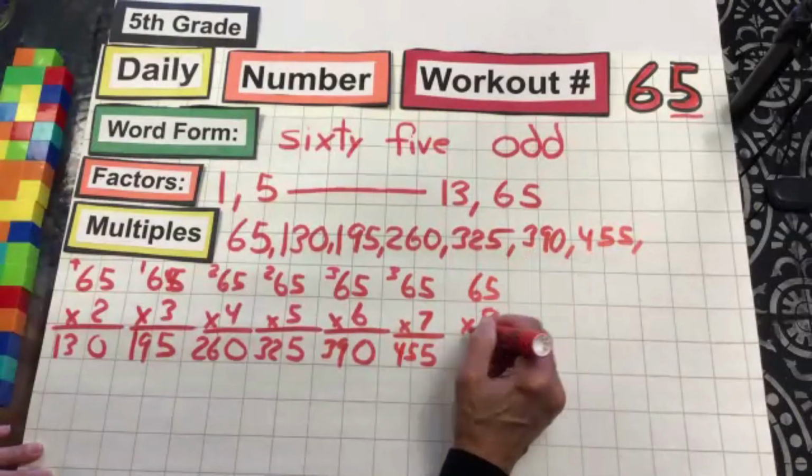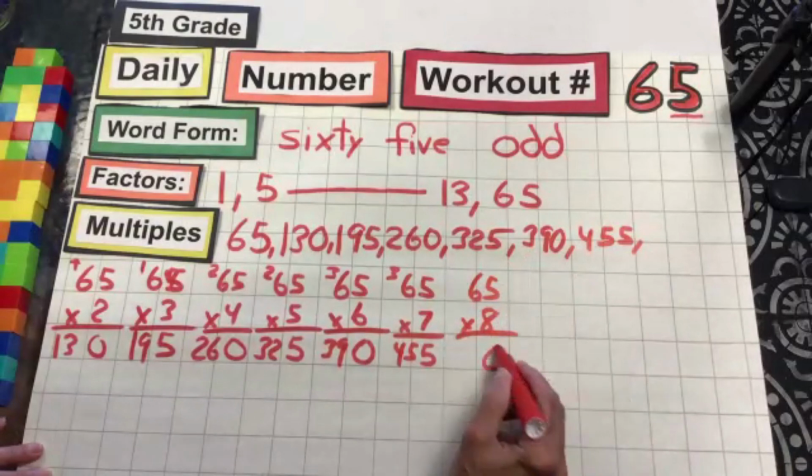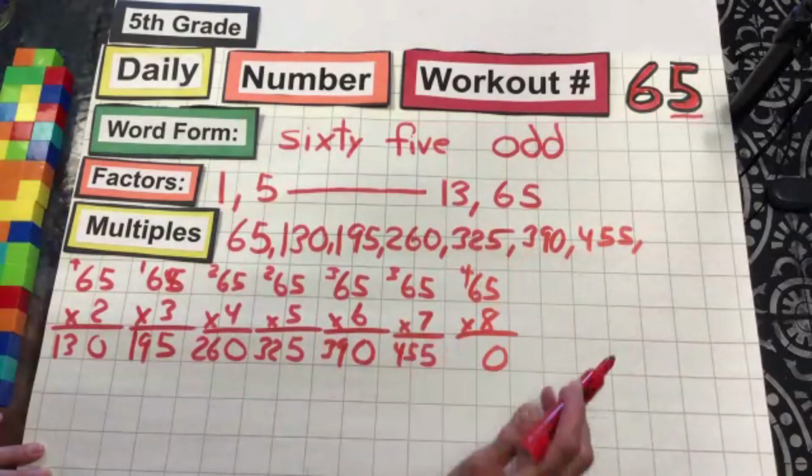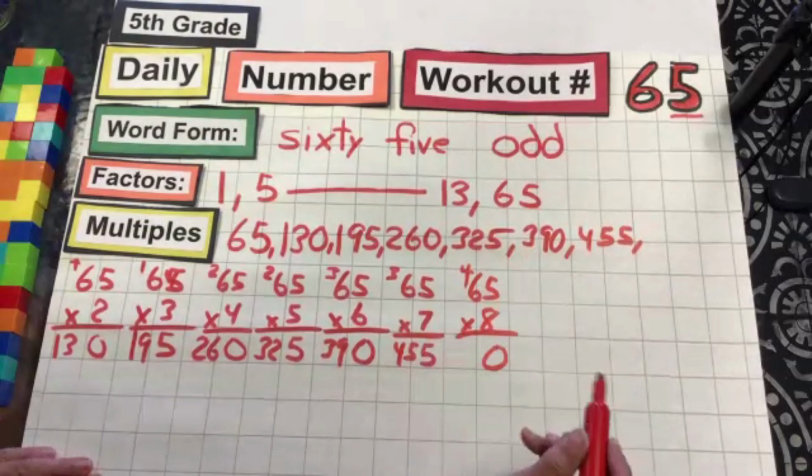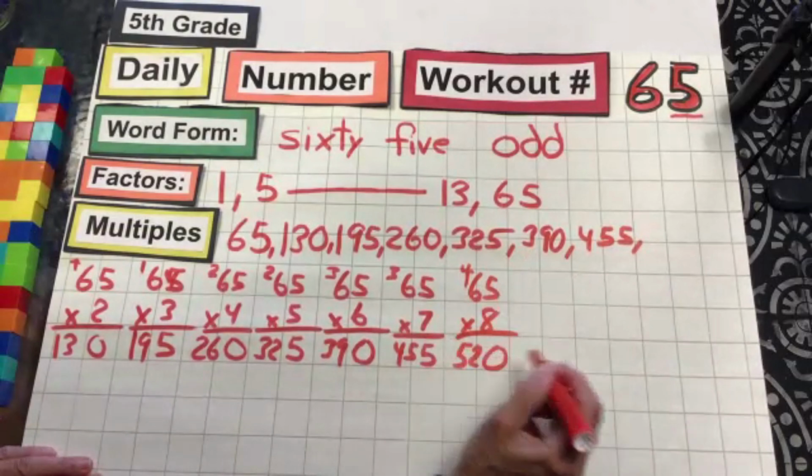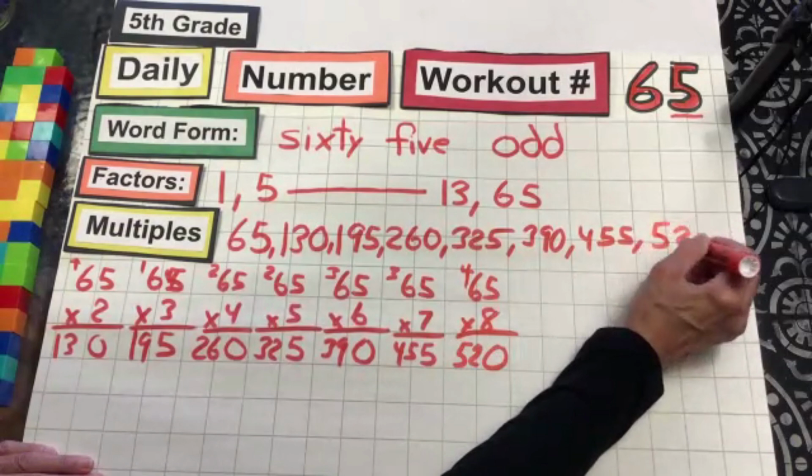65 times 8. 8 times 5 is 40. Drop the 0, carry the 4. 8 times 6 is 48, plus 4 is 52. So that would be 520.